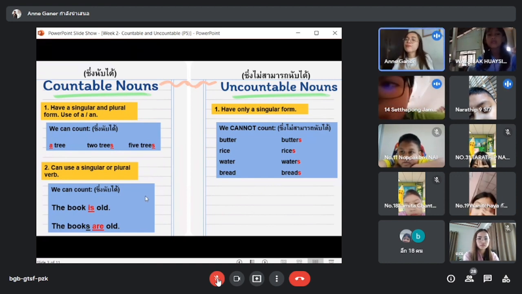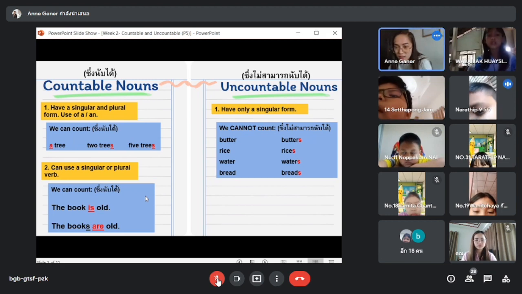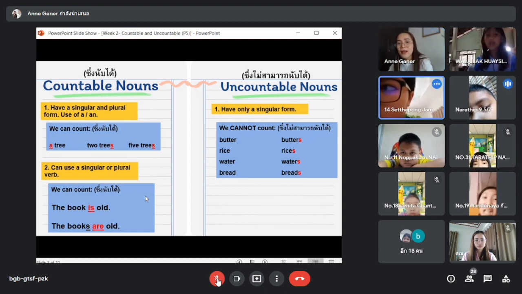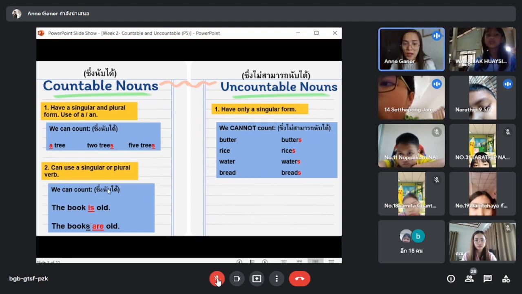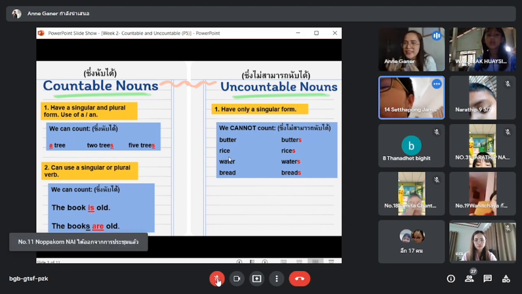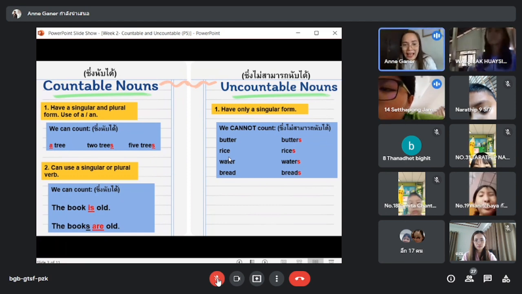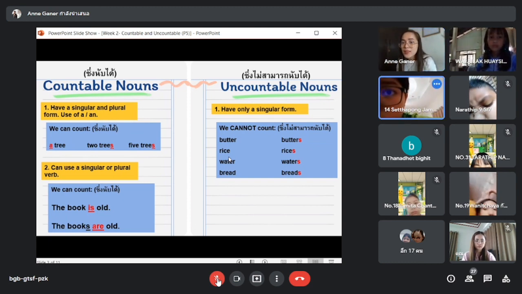Okay. Water. Can you count the water in the oceans? No. Right? So you will not say waters. That is not correct. How about bread? You can count this one, for example, butter, a cup of butter. Rice, a sack of rice. Two sacks of rice. Three sacks of rice. You will add another noun to make the uncountable noun countable.